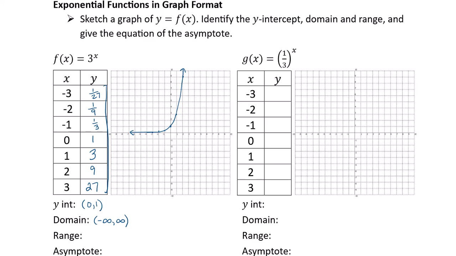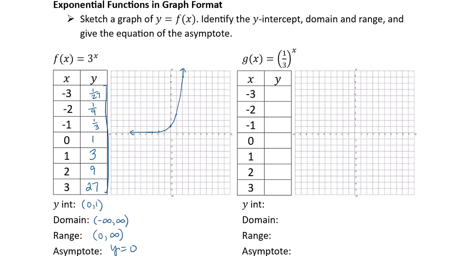To the left, I'm getting very close to 0, but we can see there's never going to be a negative enough exponent. Even if I had an exponent of negative 100, it just makes it a very small fraction. So as I move to the left, my y value is getting closer and closer to 0. So my range is from 0 to positive infinity, not including the 0. And my asymptote is this horizontal line of y equals 0.